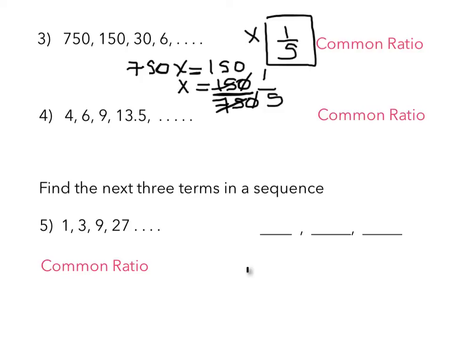And we can try and say, what happened if I say 30 times 1/5? It's 6, which is the next in the series, in the sequence.